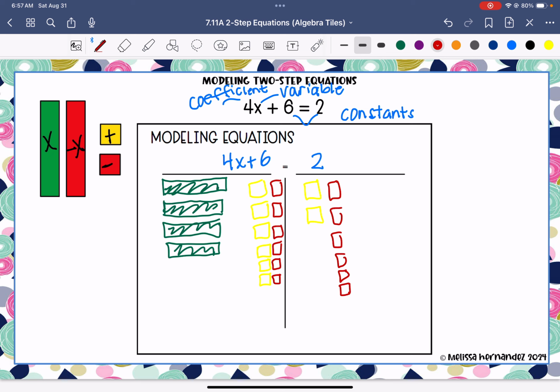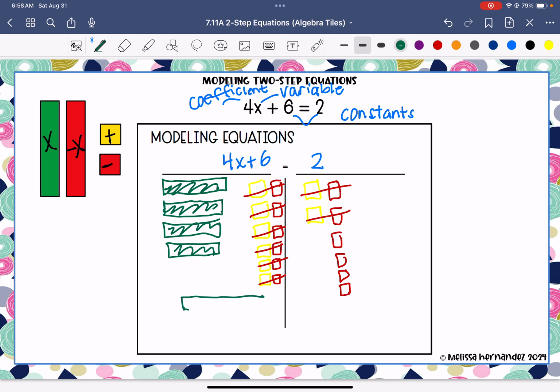Okay, so you'll have to excuse my drawing. Now remember, zero pairs, they cancel each other out. There's 1 positive and 1 negative. So I have 1 zero pair, 2, 3, 4, 5, 6. Okay, that was my goal. And on the right side, there's only 2 zero pairs. Now I'm left with 4x equals negative 4. But like I said, I'm not interested in 4x, I'm interested in 1x.